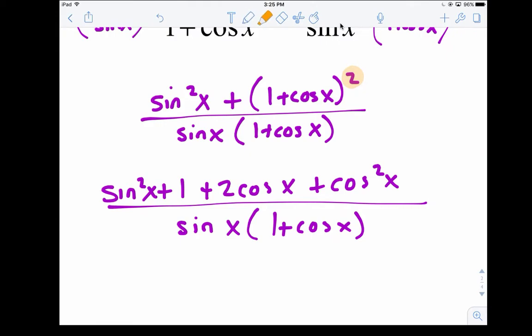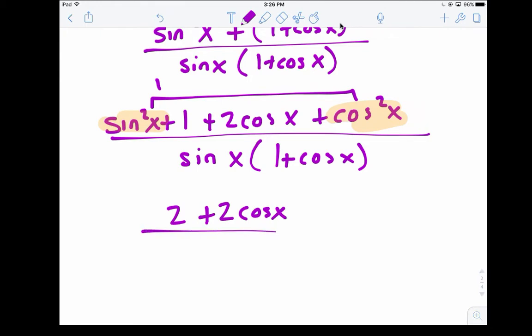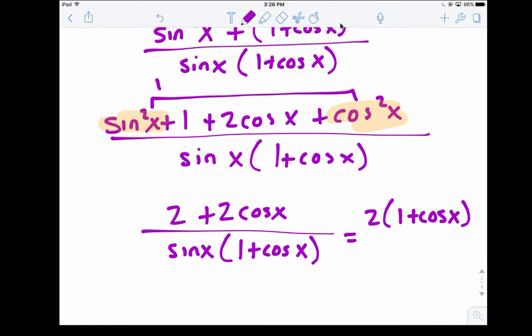Okay. Now you guys should be able to recognize that you have sine squared plus cosine squared, right? And you can put that together and make it 1. Okay. So now you have 1 plus 1, which is 2, plus 2 cosine, okay, divided by sine times 1 plus cosine. Okay, now on the top I see that I have a common term. I can take out a 2. That's leaving me 1 plus cosine over sine times 1 plus cosine.